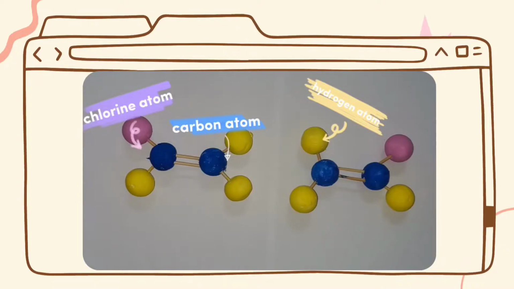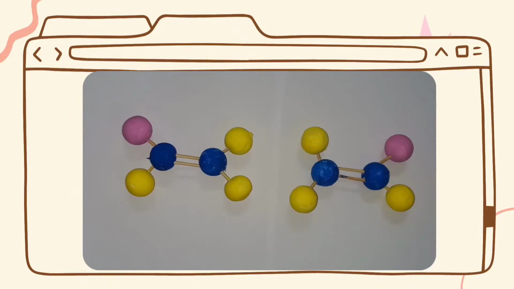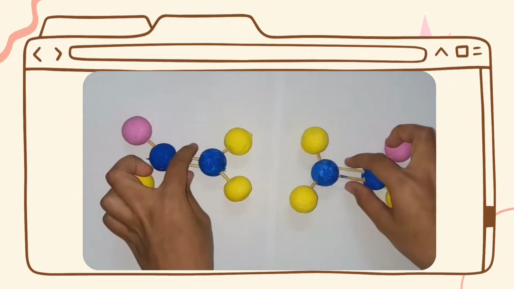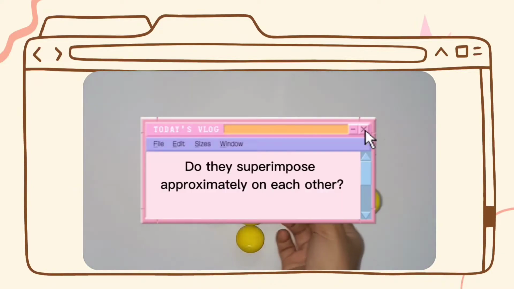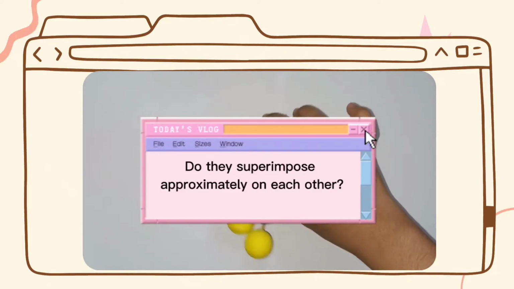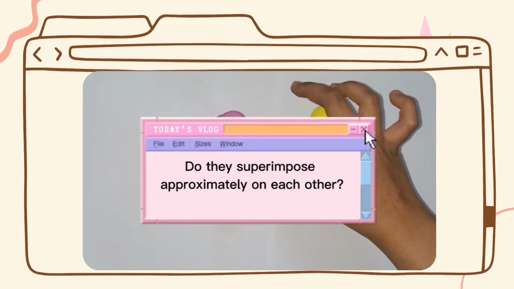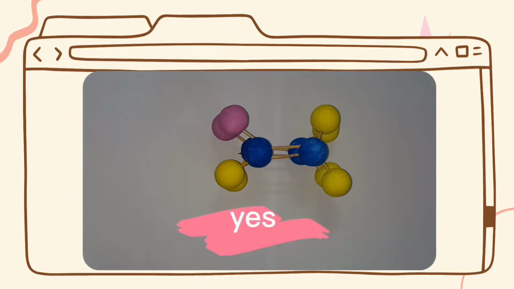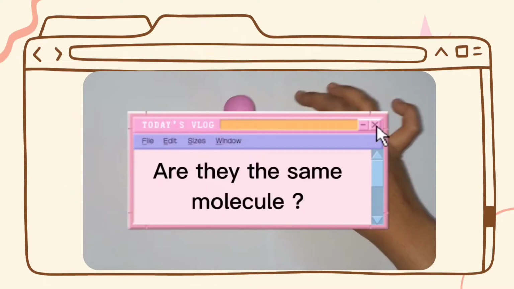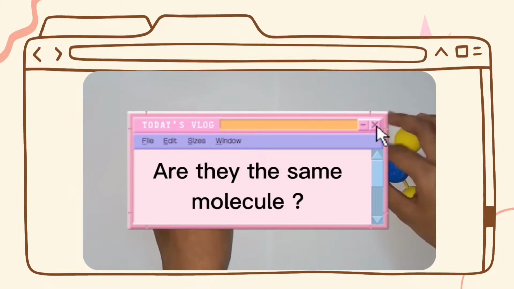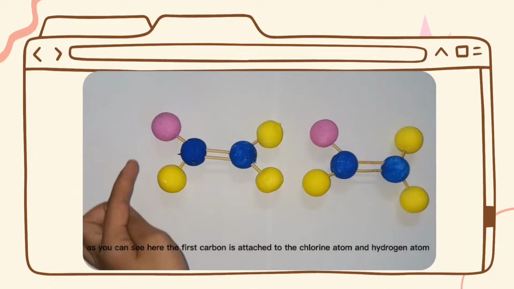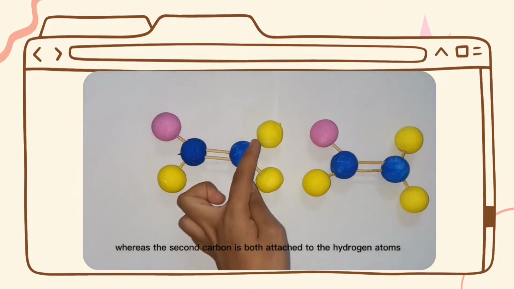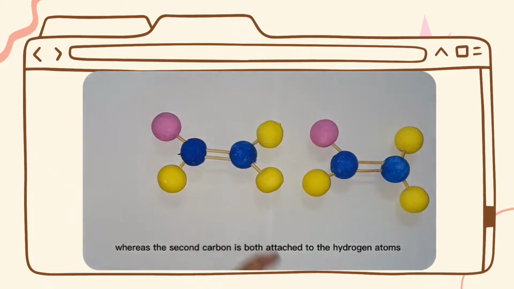These are two molecular models of chloroethene. Now let's see if they are superimposable on each other. First, throw them freely. Do they superimpose approximately on each other? Yes, they superimpose approximately on each other. Are they the same molecule? It could be said that both of them are the same molecule. As you can see here, the first carbon is attached to a chlorine atom and a hydrogen atom, whereas the second carbon is attached to two hydrogen atoms.